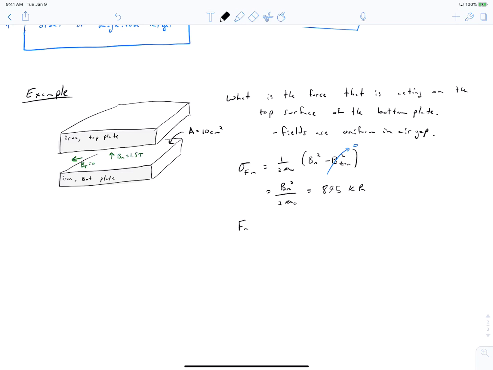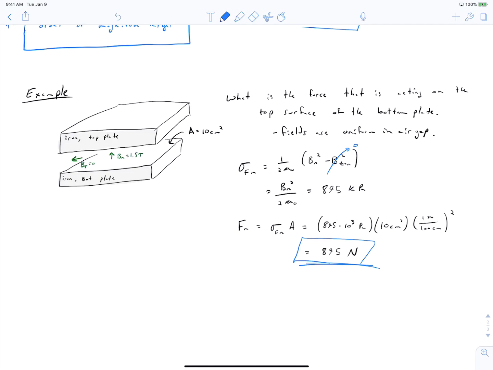And so we can find the total force by integrating over the area of the bottom plate. However, in this case, we've said that the fields are uniform, so we can just multiply sigma Fn times our area. And we have to do a unit conversion from 10 centimeters squared to meters squared. And we arrive at this answer of 895 newtons acting on the top surface of the bottom plate, pulling it towards the top plate.